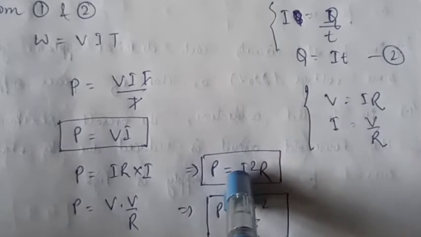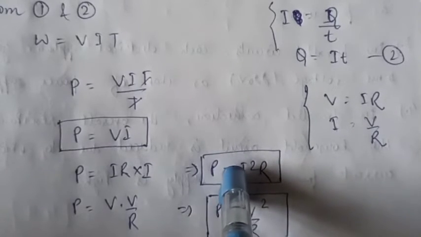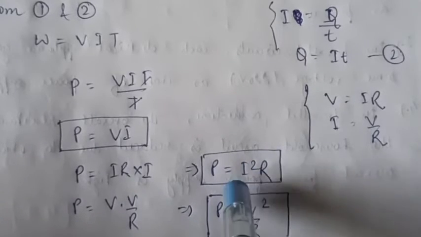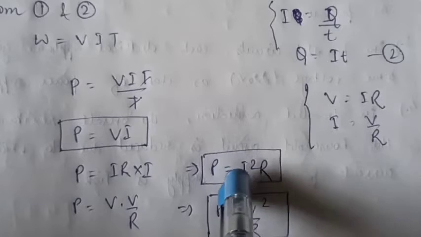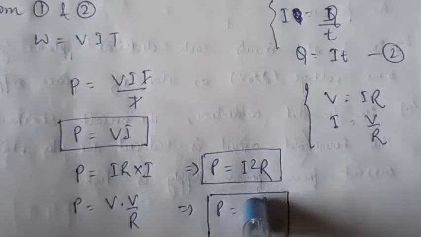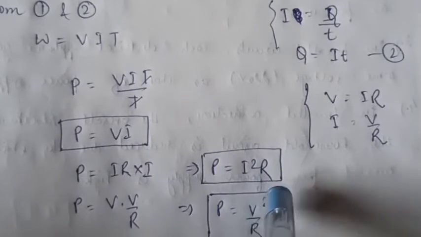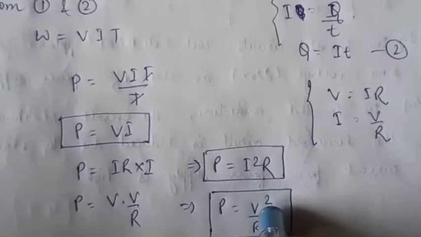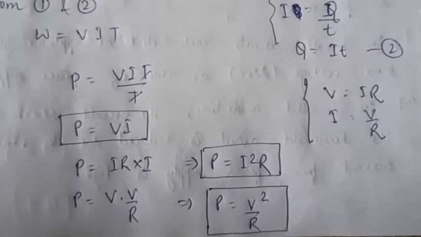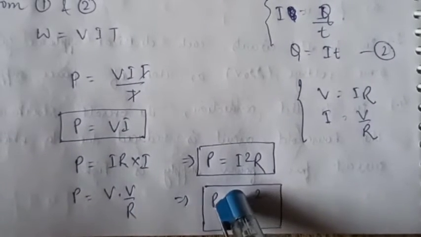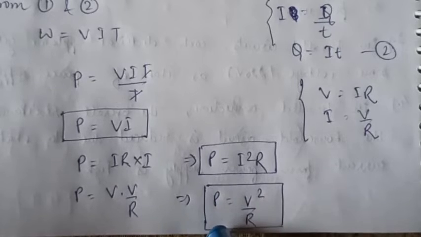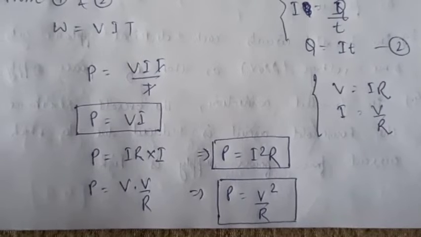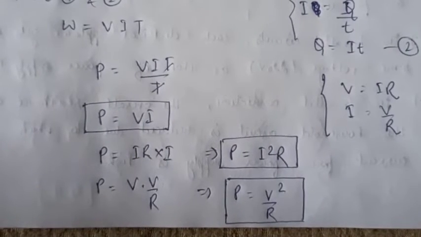Now I is something that cannot be taken as fixed, because different appliances with different ratings would have different current. But we know that in domestic circuits all the appliances are connected in parallel, and in parallel connection the voltage is the same, and in our home the standard supply is 220 volt. So if we take V as constant, then we get that power is inversely proportional to resistance. Now what does inversely proportional to resistance mean?